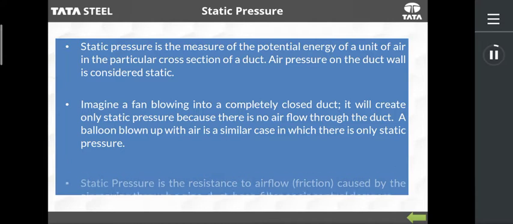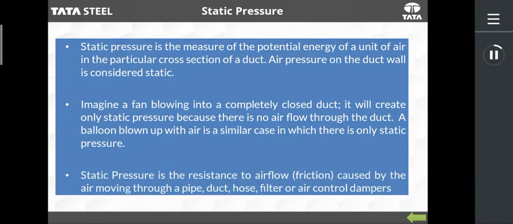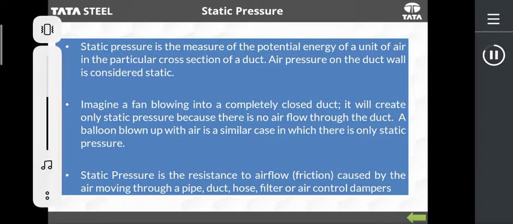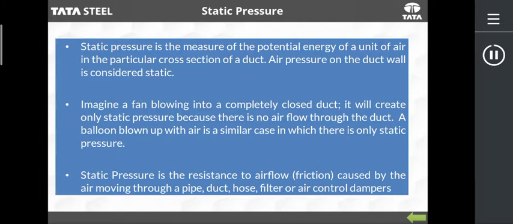Static pressure. Static pressure is the measure of the potential energy of a unit of air in the particular cross-section of a duct. Air pressure on the duct wall is considered static. Imagine a fan blowing into a completely closed duct. It will create only static pressure because there is no airflow through the duct. Static pressure is the resistance to airflow, friction, caused by the air moving through a pipe, duct, hose, filter, or air control dampers.